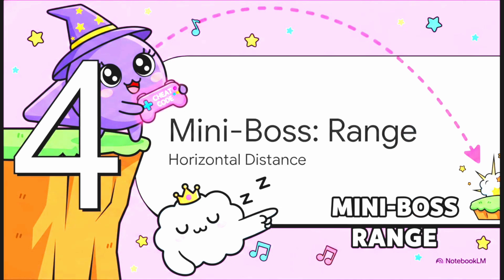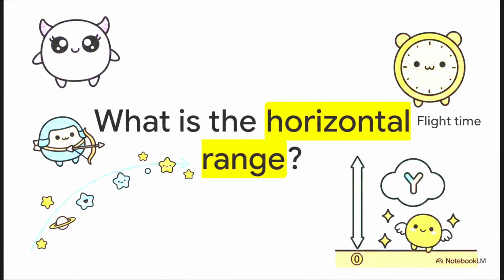Section 4, mini-boss range. Let's face our first hurdle and find out exactly how far this projectile will fly horizontally before smacking into the ground. So what is the horizontal range? To defeat this mini-boss, we have to think logically. We can't find that horizontal distance until we know exactly how much time the projectile spent in the air, right? So our first move is to find the total flight time.